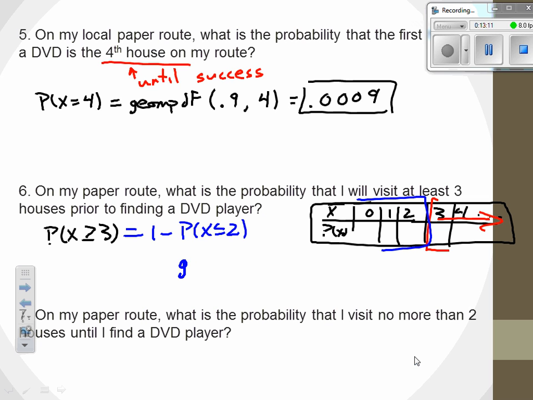So here we can go geometric CDF. Once you're in that distribution, again, the probability is 0.9, and then the x value for us, we're after 2. So we're going to do 1 minus that. And that is 0.01. There's a 1% chance it'll take 3 houses or more.